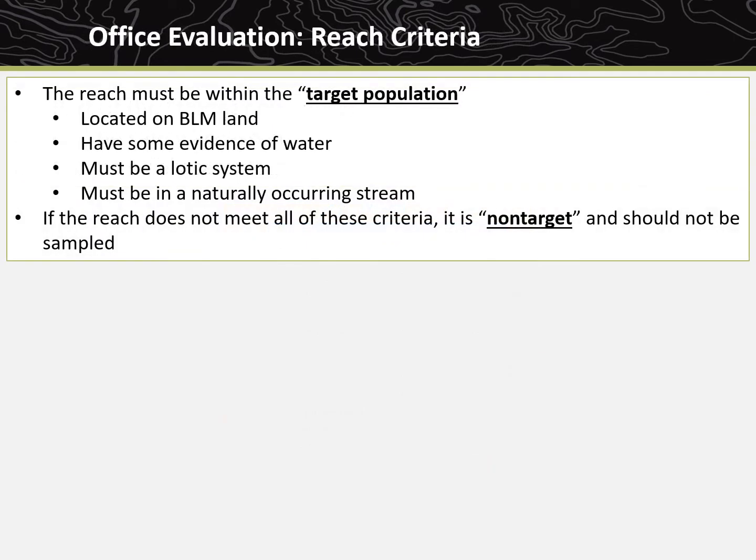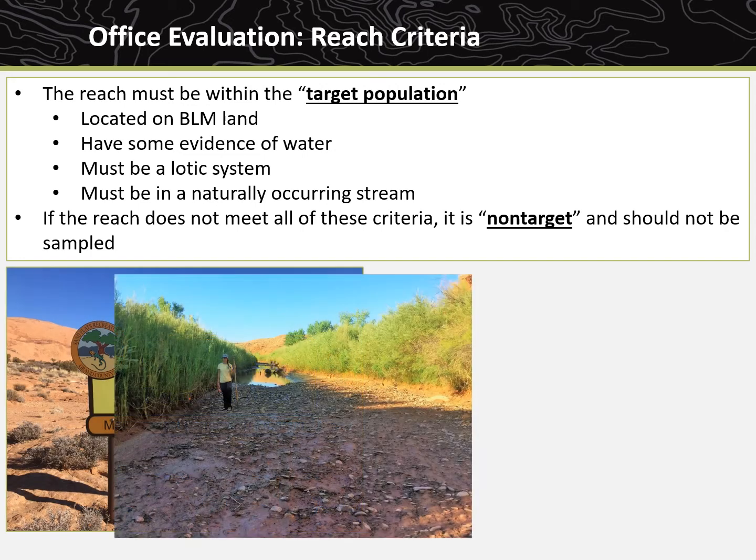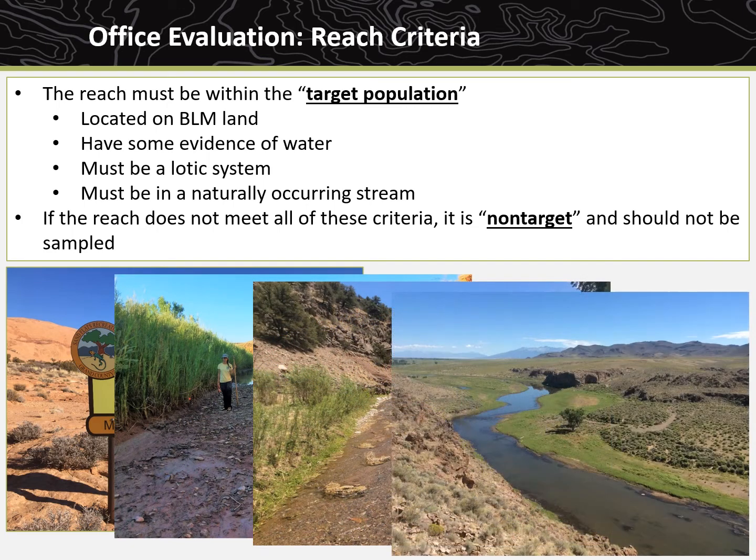Reaches should be assessed each year if they are within the target population. Target population reaches are located on BLM land, have some evidence of water, must be a lotic system, and must be in a naturally occurring stream. If the reach does not meet all of these criteria, it is deemed as non-target and should not be sampled.